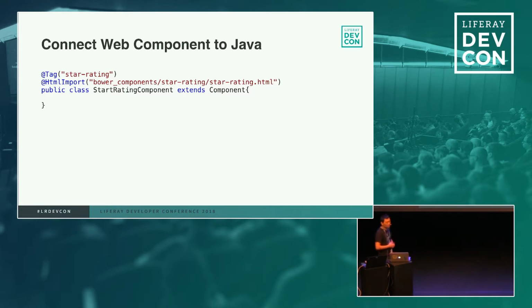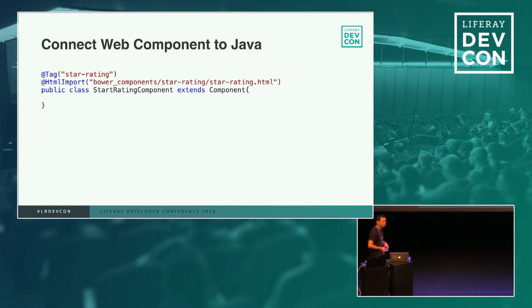And next, how to connect the web component to Java. Actually, very, very simple. This is the full code. What you need is just a server-side Java class which extends the Component, an abstract class from Vaadin, and you need two annotations here.